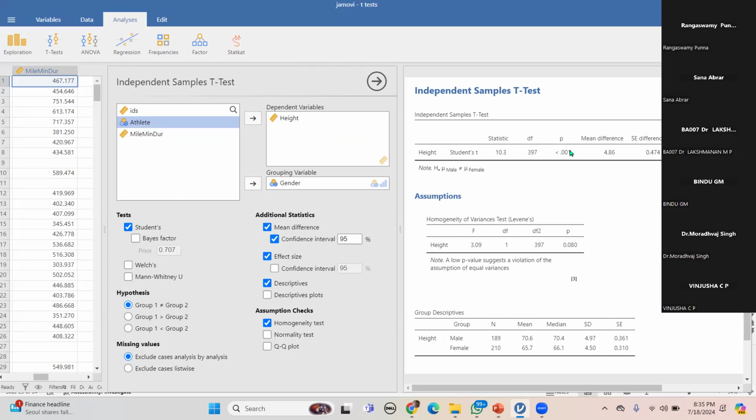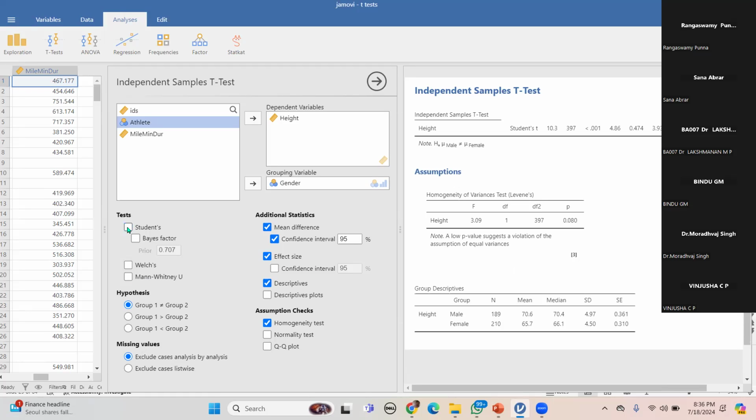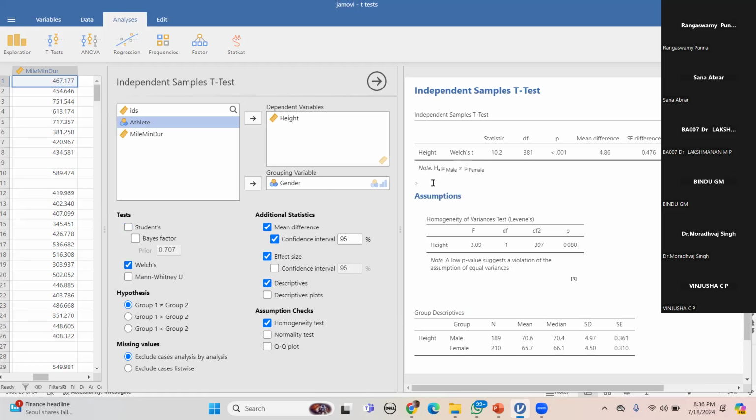Now, hypothetically, imagine that the Levene's test value is less than 0.05. Then, instead of taking the t-test value, we are going to take the values of the Welch test. Here again it is less than 0.05, which means there is a statistically significant difference between male and female when it comes to their height. Similarly, we also checked with the number of miles per minute duration as well.